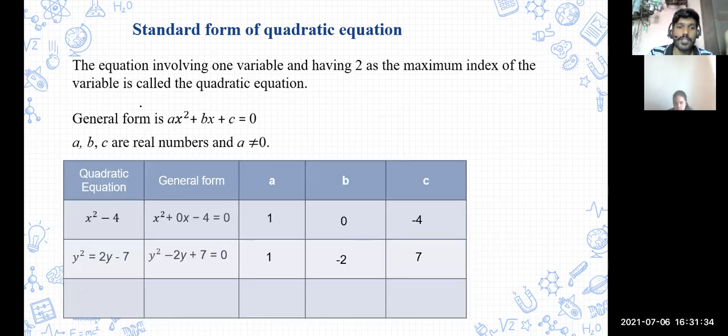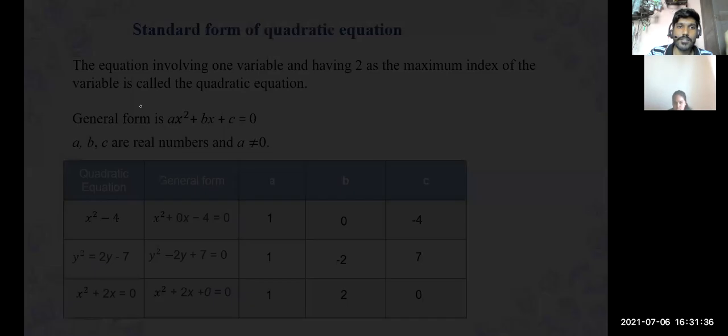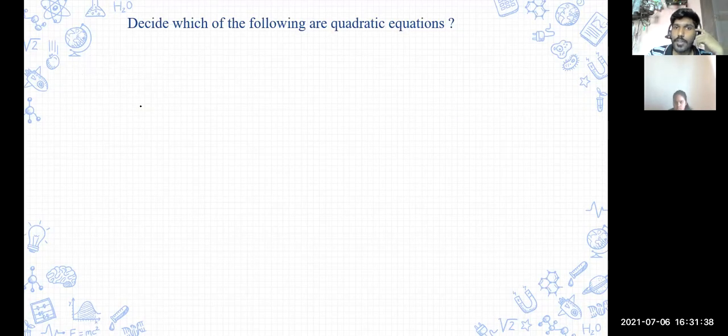So let's see the question. Decide which of the following are quadratic equations. Okay, can you see the first equation on the screen?